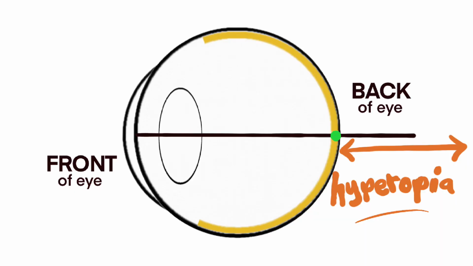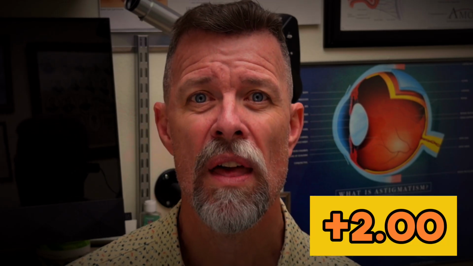If light tries to focus too far behind the eye, in the back of it, we refer to this as hyperopia or farsightedness. Hyperopic vision has a prescriptive number starting with a plus. An example of that would be +2.